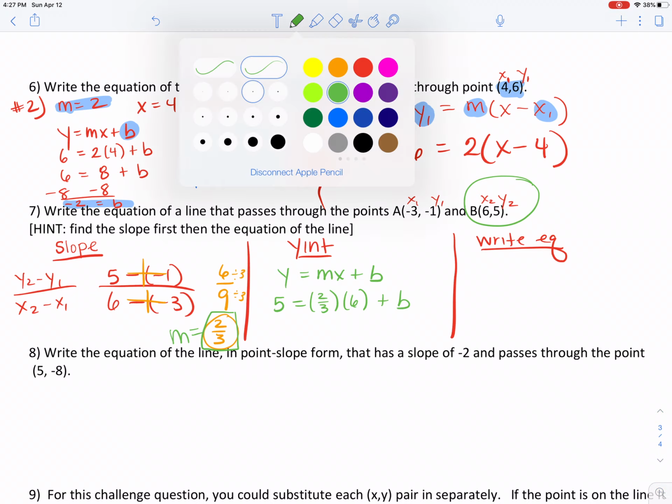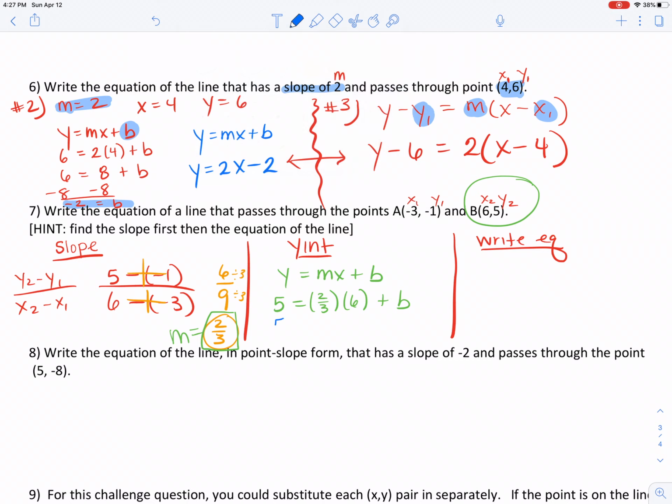Now I could simplify that. 5 equals the 2/3 times 6, which is 4, plus b. Minus 4 on both sides, and I get that 1 is equal to b. So I have my slope and my y-intercept now. So y equals mx plus b. I'm going to put the 2/3 in for the m and the 1 in for the b.